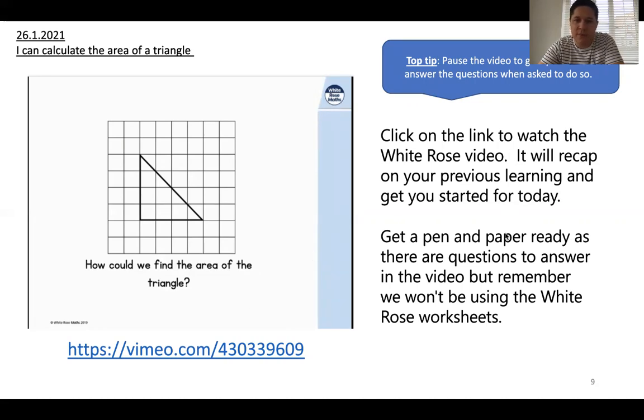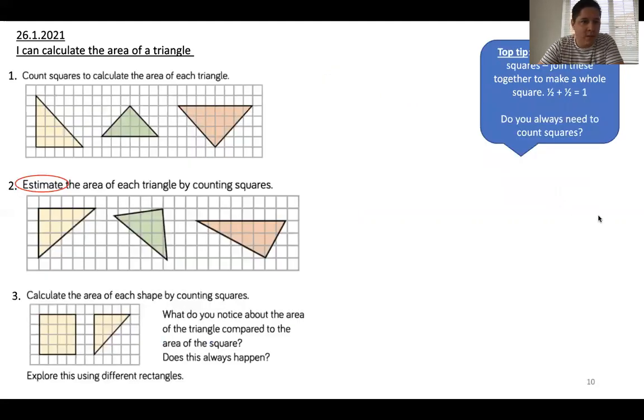Remember your pen and paper. Do some of the questions that it asks you to do. But remember, we don't use the worksheets. Once you've watched the video, you'll come to these three questions. Now, they look similar, but they're not all the same. What we'd like you to do is count the squares to calculate the area of the triangles.